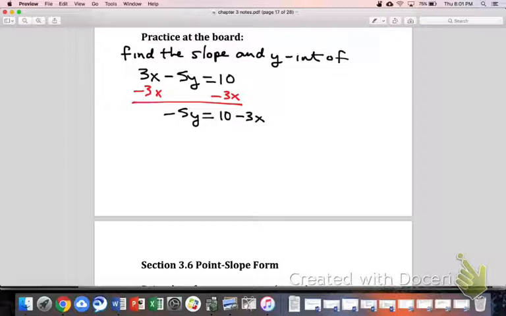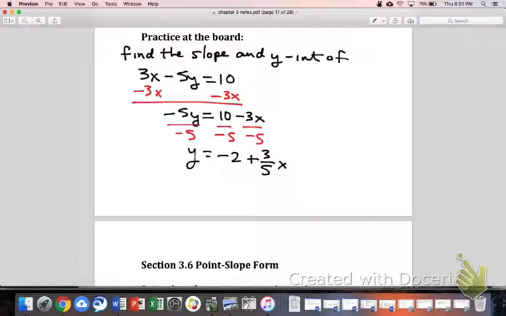Keep in mind the 10 minus 3x are unlike terms, and so they cannot be combined. So I have to just write it like that. A final step to get the y by itself would be to get rid of that negative 5. In order to do that, I need to divide every single term on both sides by negative 5. So when I divide both sides by negative 5, I end up with y equal to negative 2, because a positive divided by a negative is a negative, plus 3/5 x. The reason it's plus is because a negative divided by a negative is a positive.